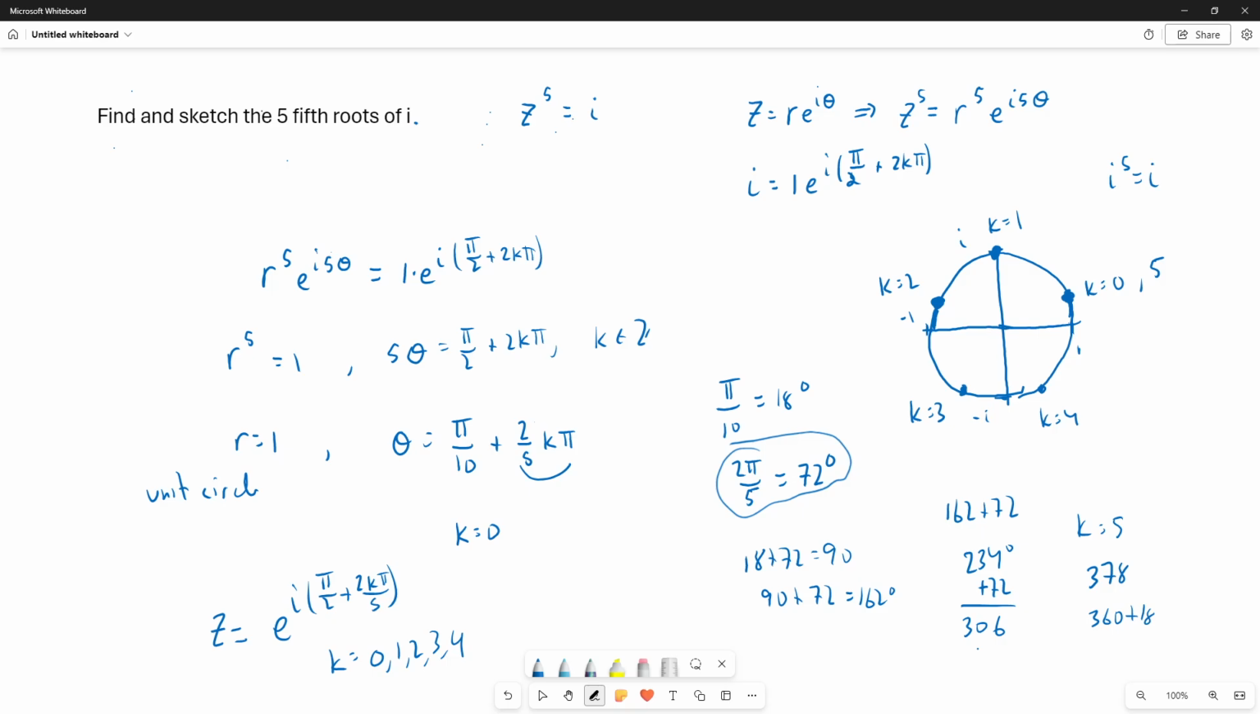And they're equally spaced on the unit circle, so if we draw these line segments here connecting the roots, then we get a nice regular pentagon. So a nice geometric interpretation of the 5th roots of a complex number.